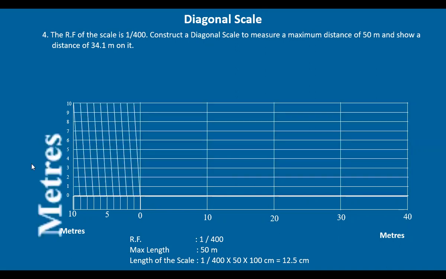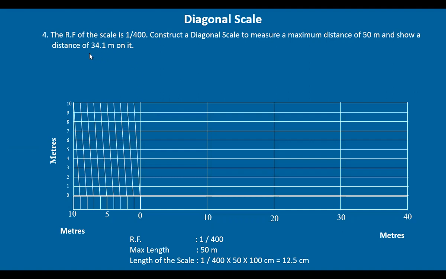Okay. Now, so here, we have constructed the diagonal scale. Join this, corresponding to this first point, we have a point here. So join this point 1 with the 0, 2 with the 1, like this. So when you join all these points, you get the diagonal scale.